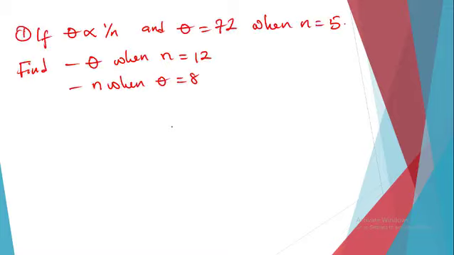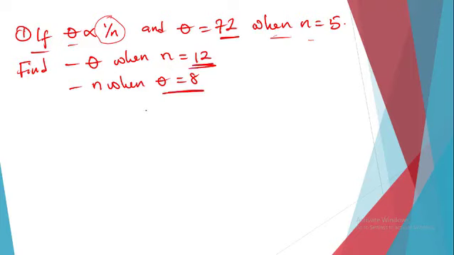Okay, we have a problem on the screen. It said if theta varies inversely as 1 over n, and theta is equal to 72 when n is equal to 5, we should find theta when n is equal to 12, and then find n when theta is equal to 8.